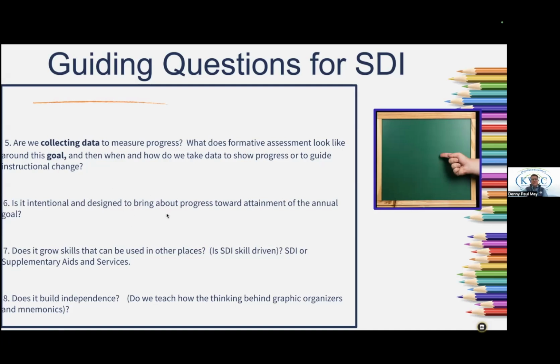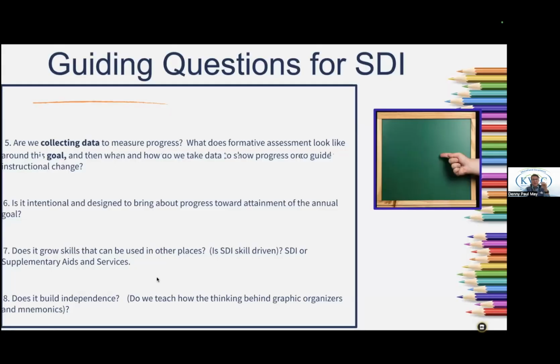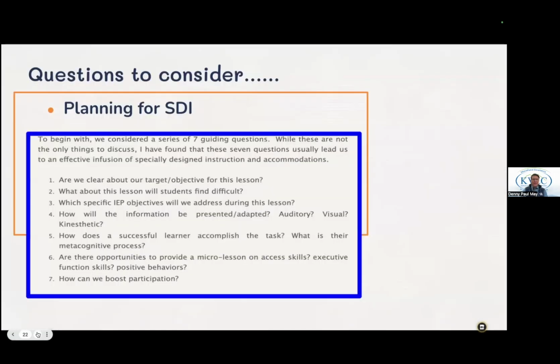Is it intentional, designed to bring about progress? Is our SDI growing skills that can be used in other places? Is it skill driven? Does it build independence? Do we teach how the thinking behind graphic organizers and mnemonics are done? And is it something that we can use over and over and over again? So that's really the nuts and bolts of what determines what our specially designed instruction should look like.